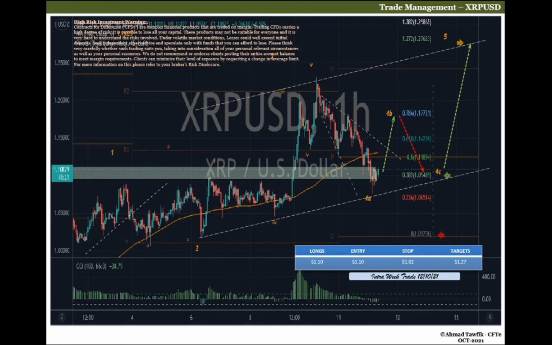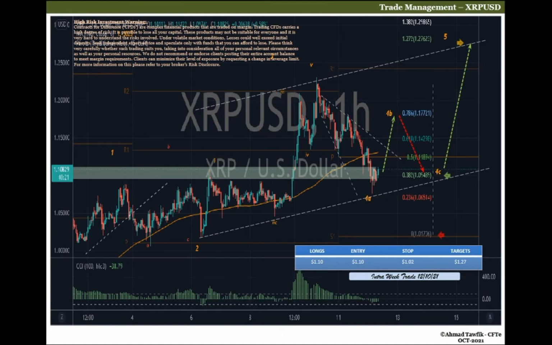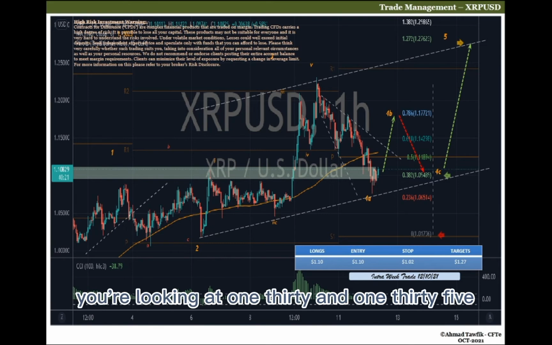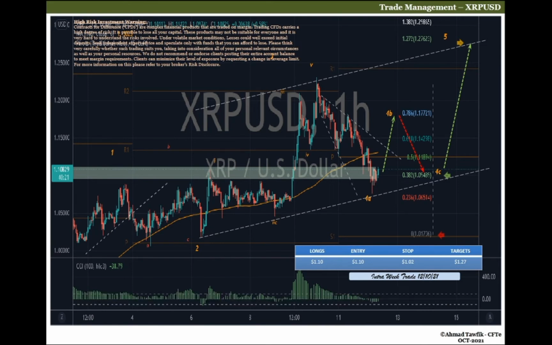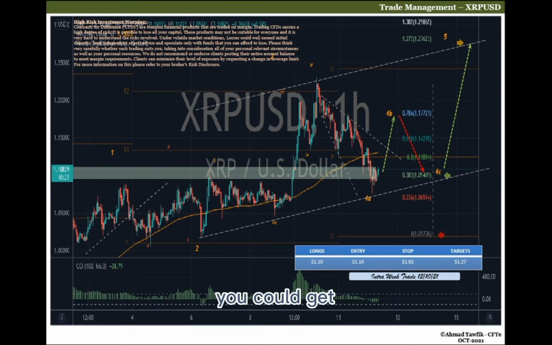We're quite probably positive about this, at least 1.27 within that Elliott structure. We're looking at level 5 at 1.27. Of course, as we move forward in time, if we project forward, we're looking at 1.30 and 1.35. All right, so we have here a trade matrix. It's at 1.10, but I believe if you're about to join the market, you could get a bit lower than 1.10. You're looking at 1.07 actually, and 1.08.